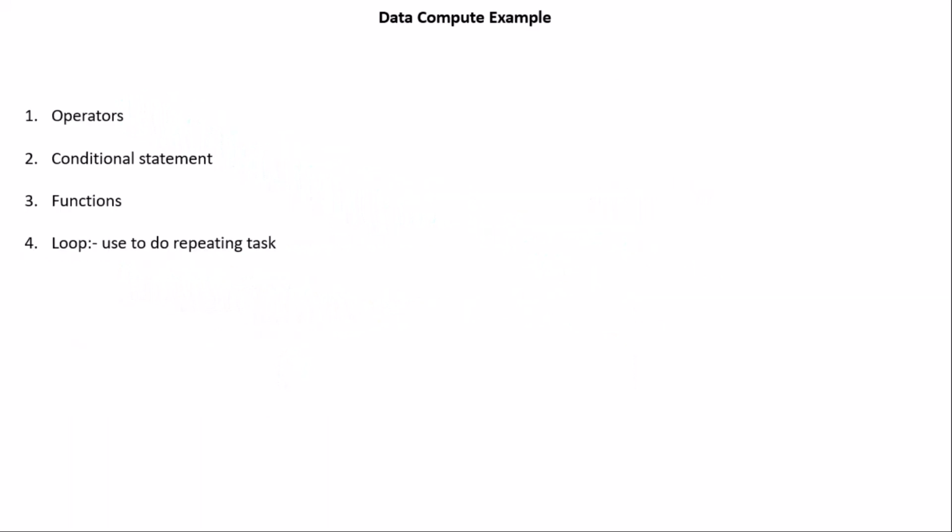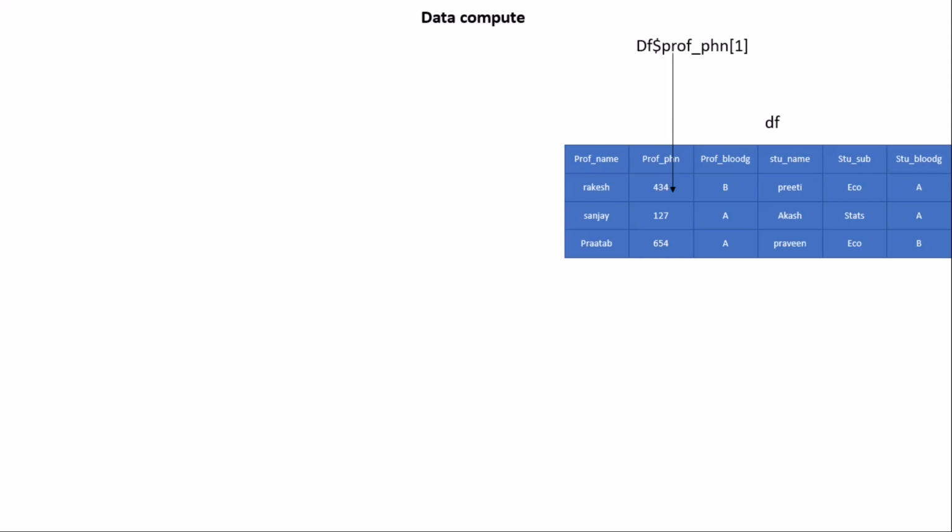Now let's take an example. Suppose the data changes: this is Professor Rakesh and he changed his phone number. This data set I discussed in my previous video. Please go and watch it before seeing this video. Data is changed, how can you record this in R? So this is the data frame I created in my previous video. First you need to know how you can access the data.